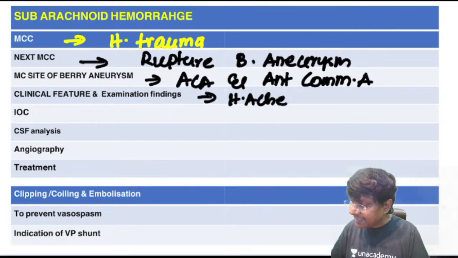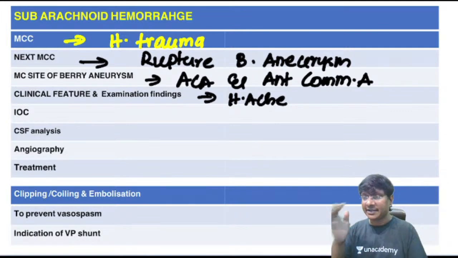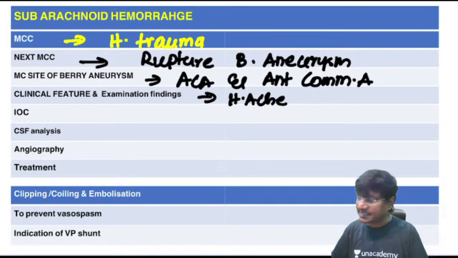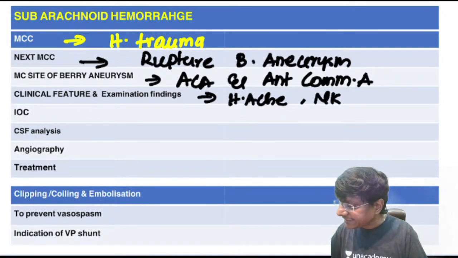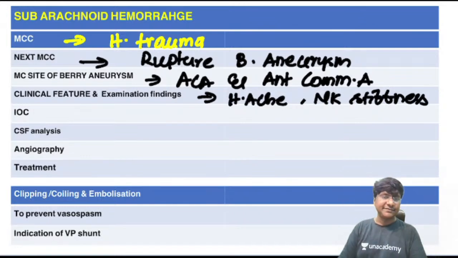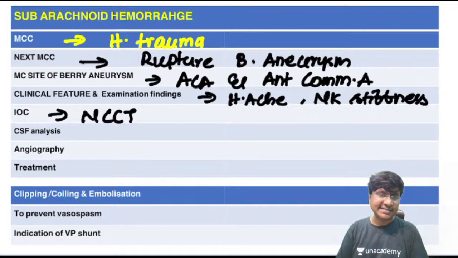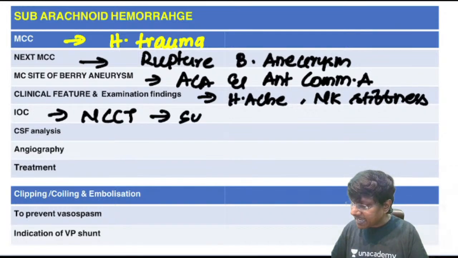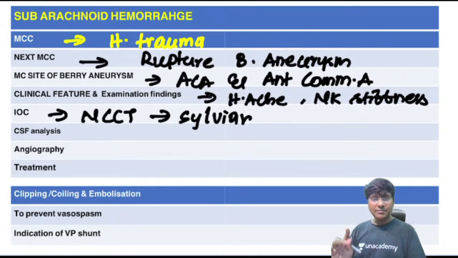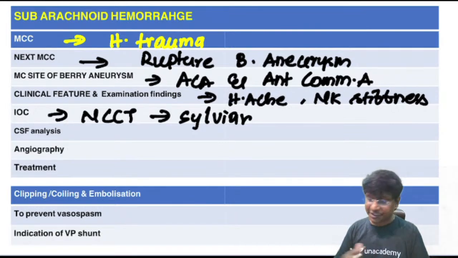The individual will have a thunderclap type of headache. The severe headache will be there, where he describes that he never had it in his life. On examination, there will be neck stiffness in the patient, and there can also be neurological deficit. And what is the investigation of choice? That will be non-contrast CT scan. You will have the blood in the sylvian fissure.